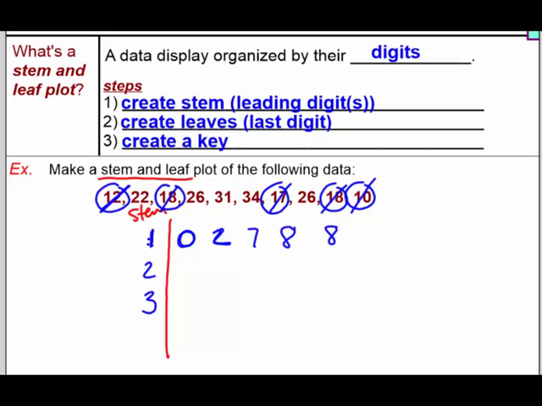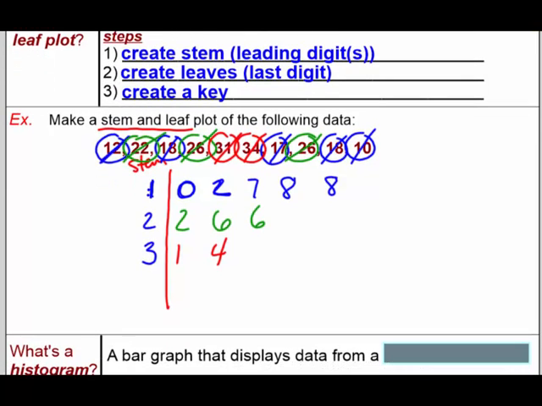For my 20s, we have a 26, a 26, and a 22. So I'm going to put a 2 first, and then a 6 and a 6 to represent the 22, the 26, and the 26. Last but not least, my 30s: I put a 1 and a 4, my two last digits, to represent 31 and 34. Basically that's what a stem and leaf plot is. Then you have to create a key.